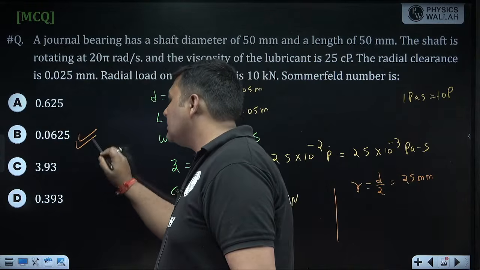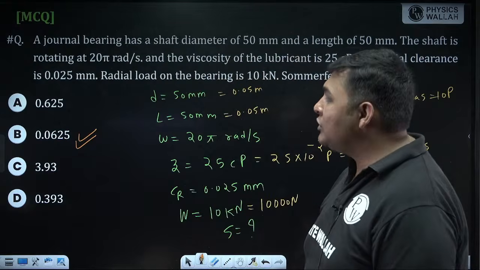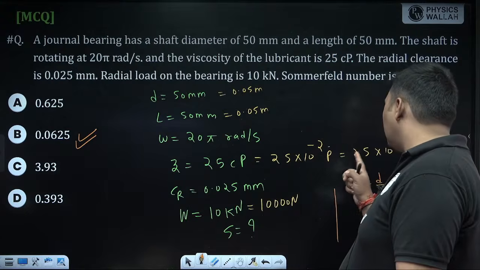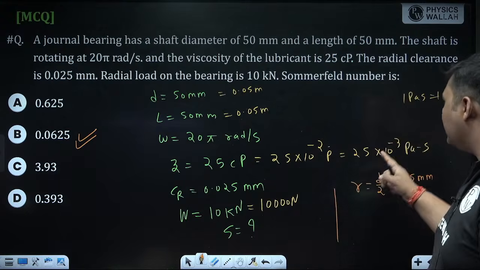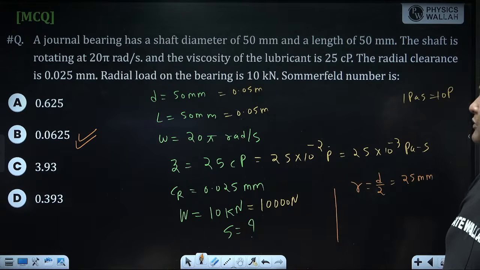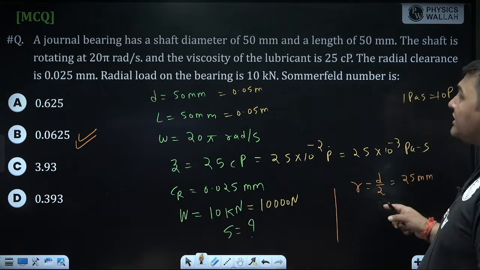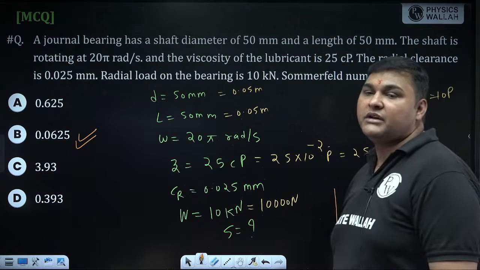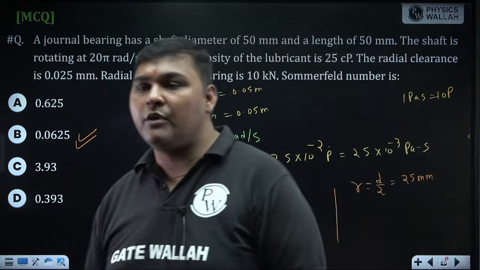Option B. Clear? Even if you do a small mistake now, you will get an incorrect answer. Suppose instead of 25 into 10 to the minus 3, you take 25 into 10 to the minus 2, you will get A. If you are not putting speed in RPS, you are putting it in radian per second, you might get some answer which is mentioned in C and D. So don't make any mistake. If you are not making any mistake, then your correct answer should be B, which is 0.0625. Very good.